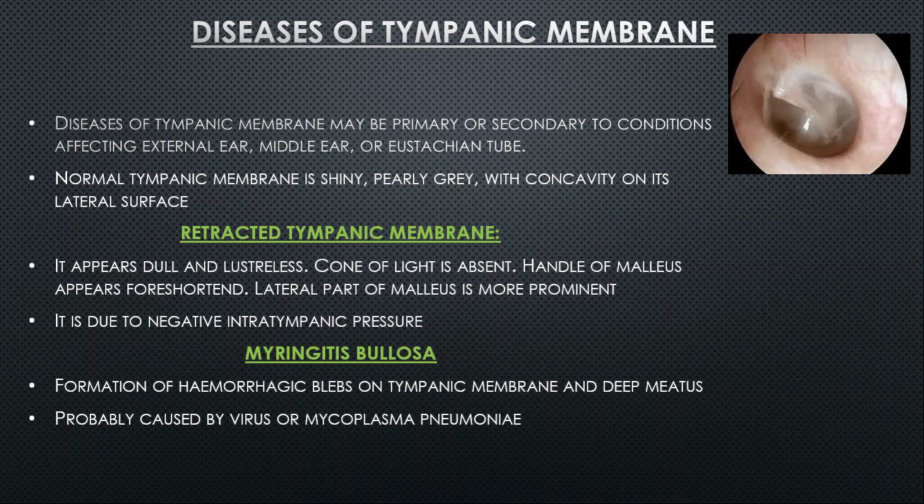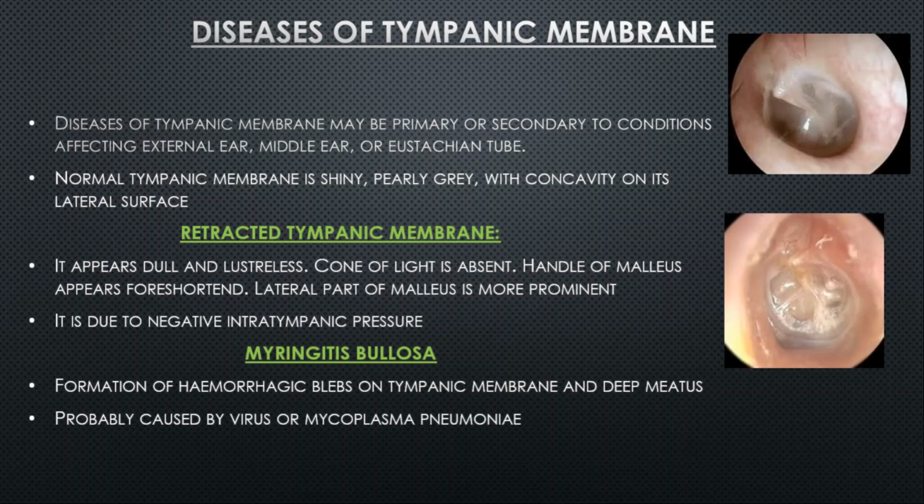The diseases of the tympanic membrane include retracted tympanic membrane. It appears dull and lusterless. Cone of light is absent. The handle of the malleus appears foreshortened and the lateral process of the malleus is more prominent. This is due to negative intratympanic pressure.